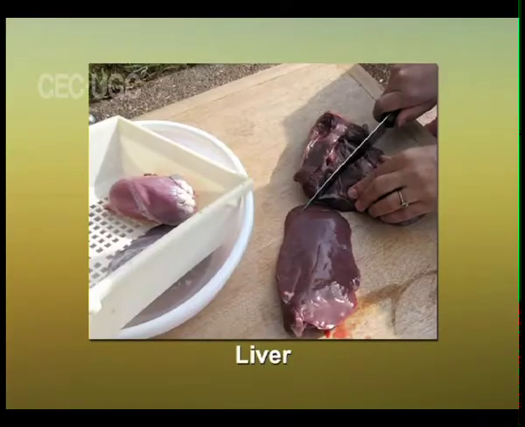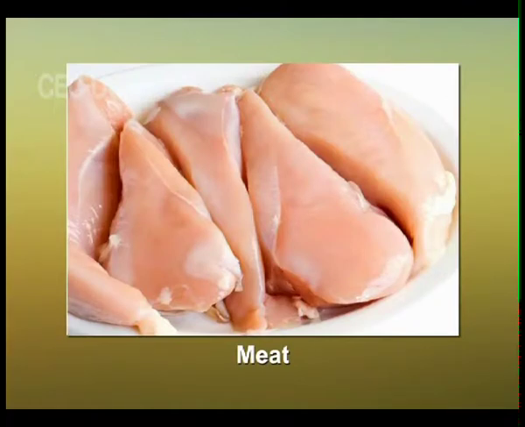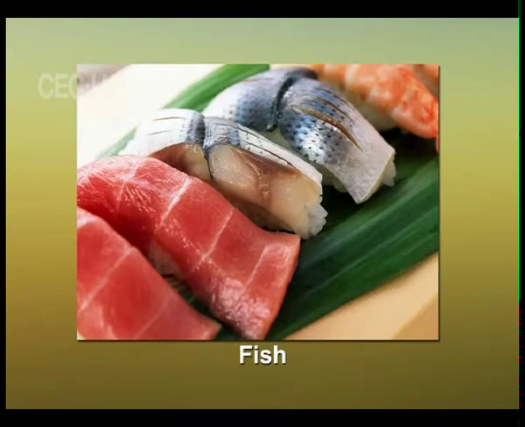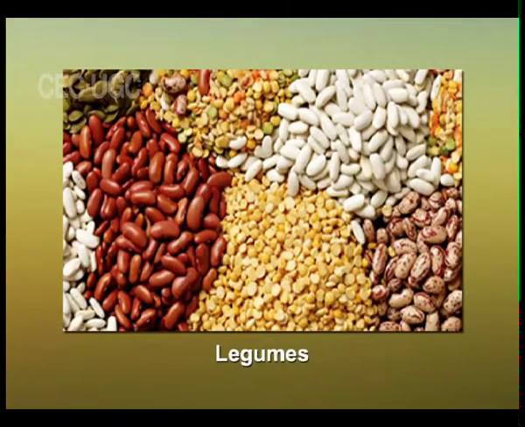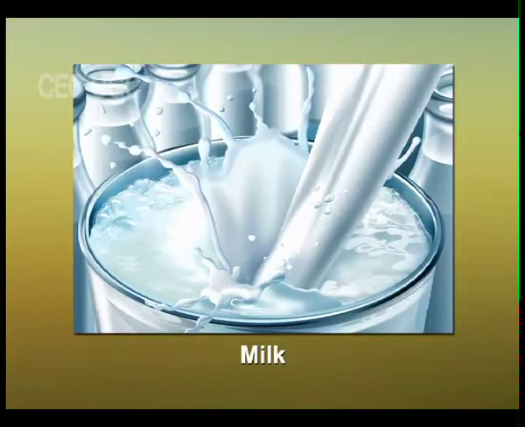The rich sources of vitamin B3 are liver, kidney, meat, poultry, fish, legumes, and groundnuts. Milk is a poor source, but its proteins are rich in tryptophan, which is converted in the body to niacin. In cereals, it occurs in bound form, so it is usually unavailable.